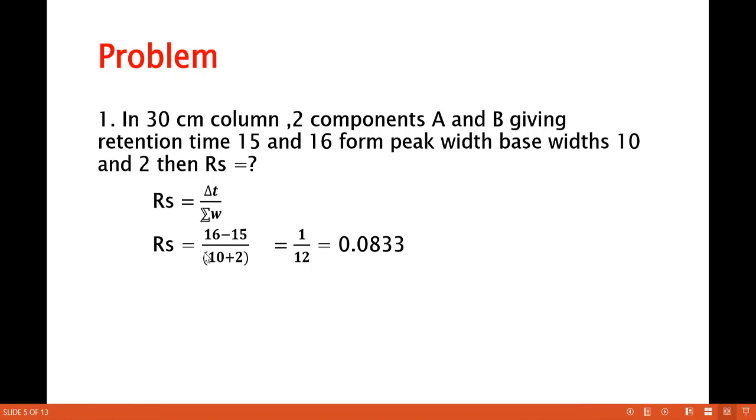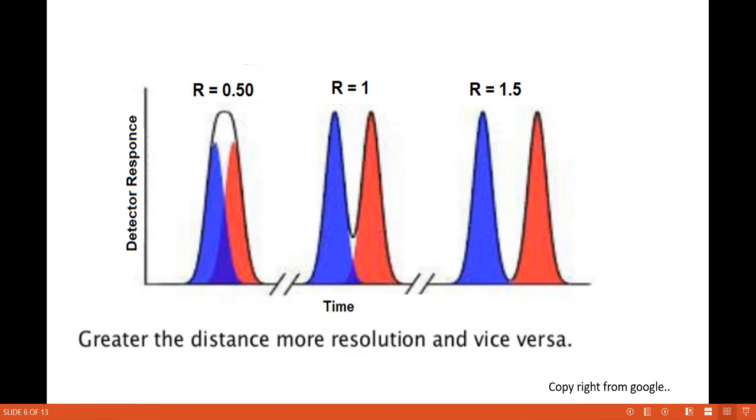So by solving this, we are getting 1 upon 12, and again by solving this, we get the 0.0833 answer, that is nothing but the resolution of the two components. Okay. Such types of problems are asked in the exam also. Then we see one graphical representation.